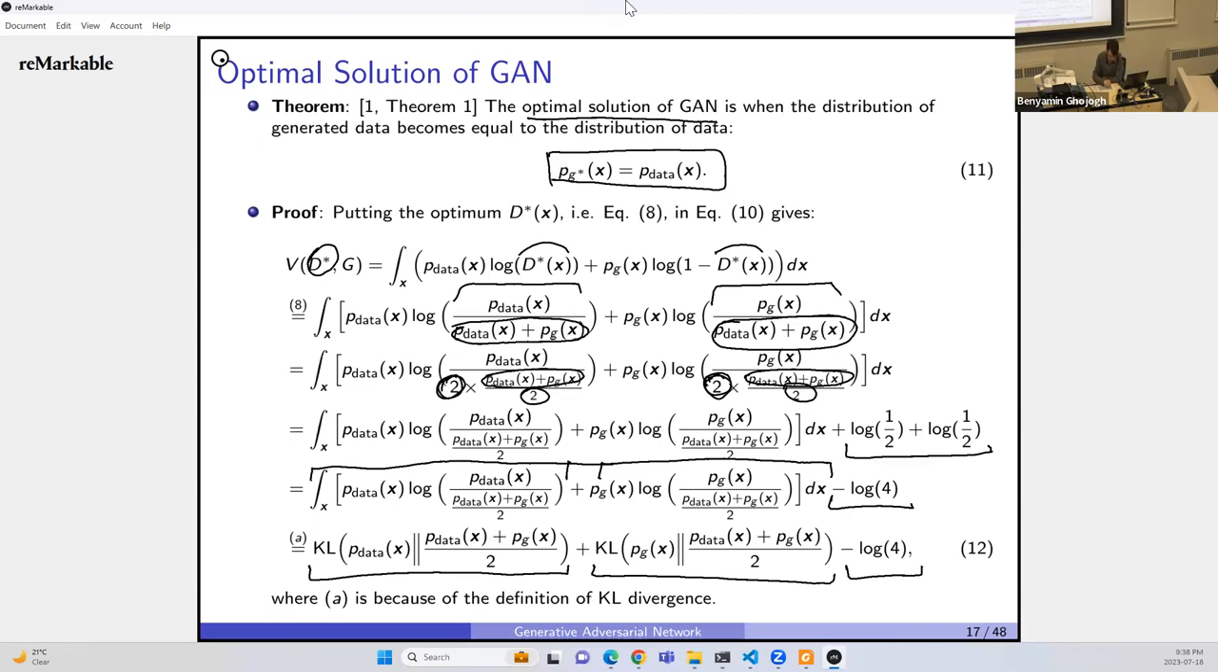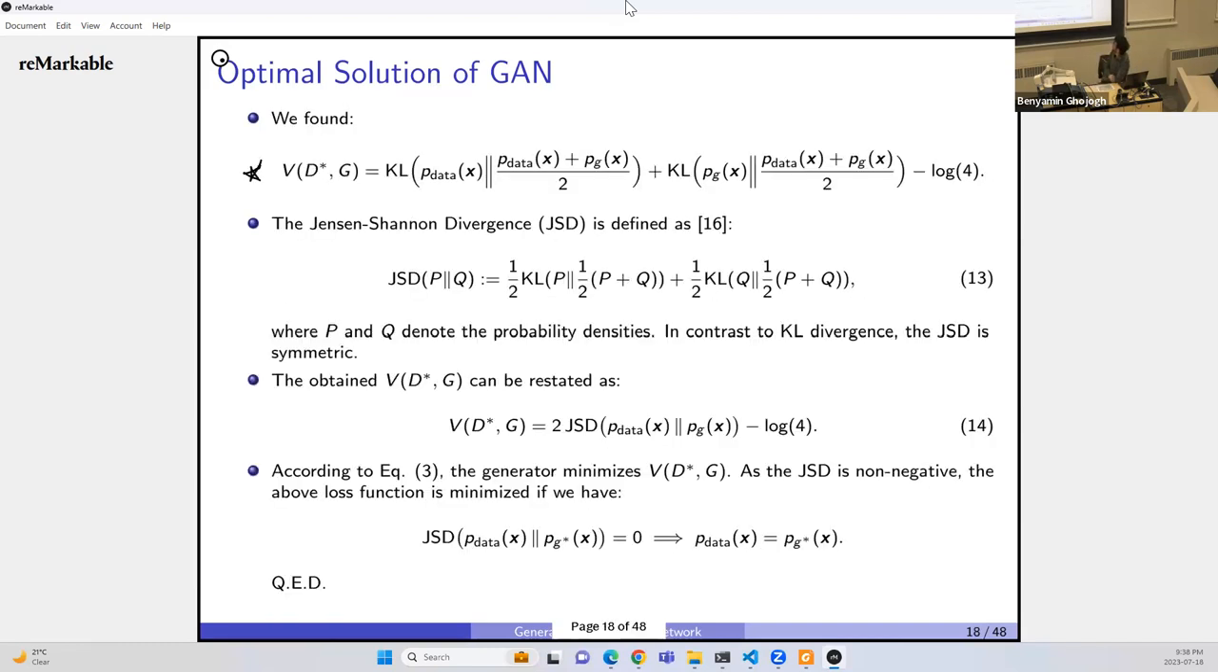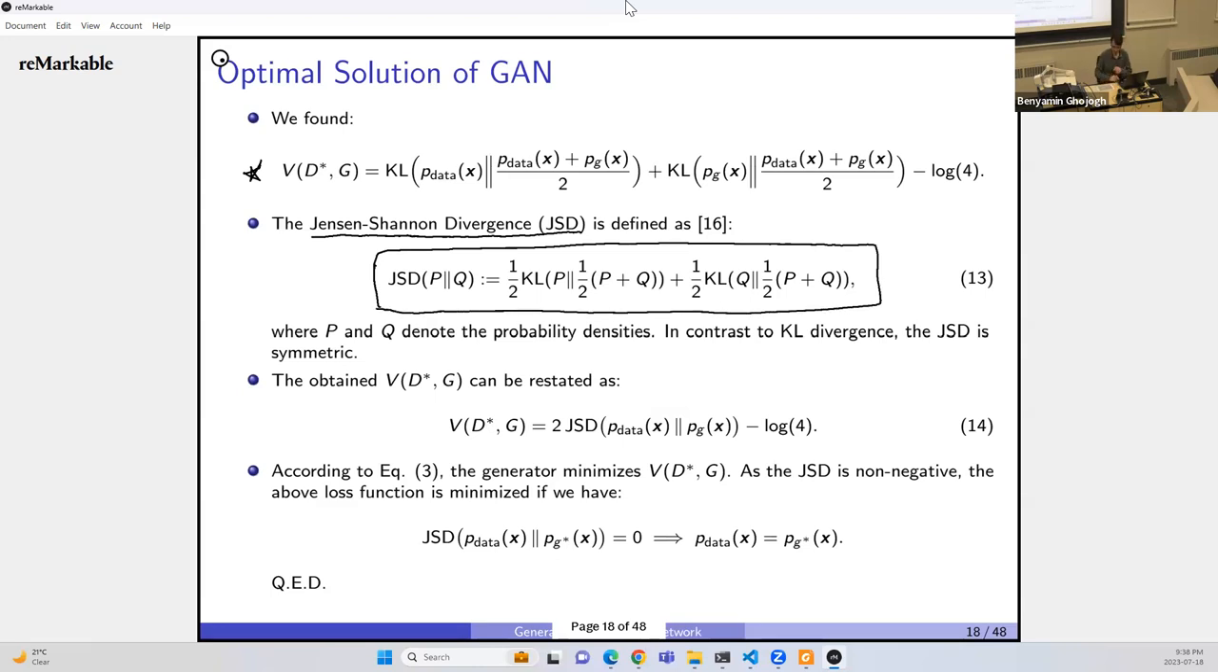So this is what we found. I'm repeating it here. The Jensen-Shannon divergence, or JSD, is defined as this. What is this? Do you remember I said KL divergence is not symmetric? To make the KL divergence symmetric, they have defined something named Jensen-Shannon divergence, which is symmetric.